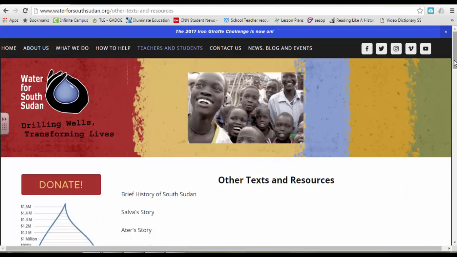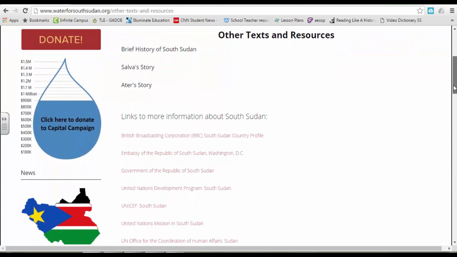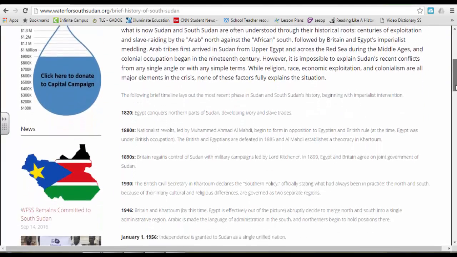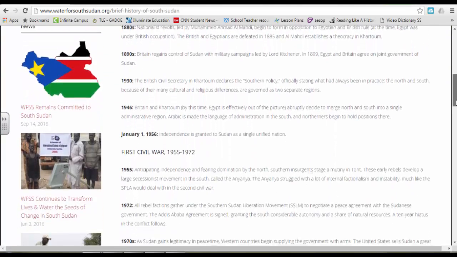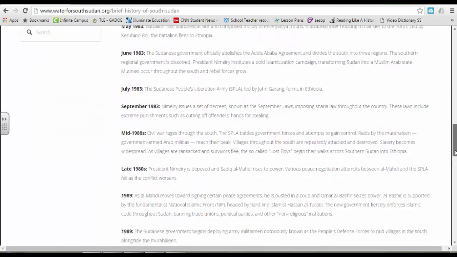This will give you options for other readings and other resources that you can use in addition to the book A Long Walk to Water. One thing to look at here is the brief history of South Sudan. This is going to give you a resource, a timeline, that shows you the different things that have happened in South Sudan.